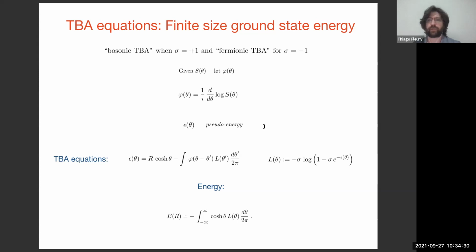The derivation can be found in books and reviews and also the original reference. But the idea is basically you have these integral equations here that when you solve, you get the ground state energy. It's possible to extend this to not only the ground state, but I will just focus on the ground state in this talk. So this is a technique to compute this finite size ground state energy.